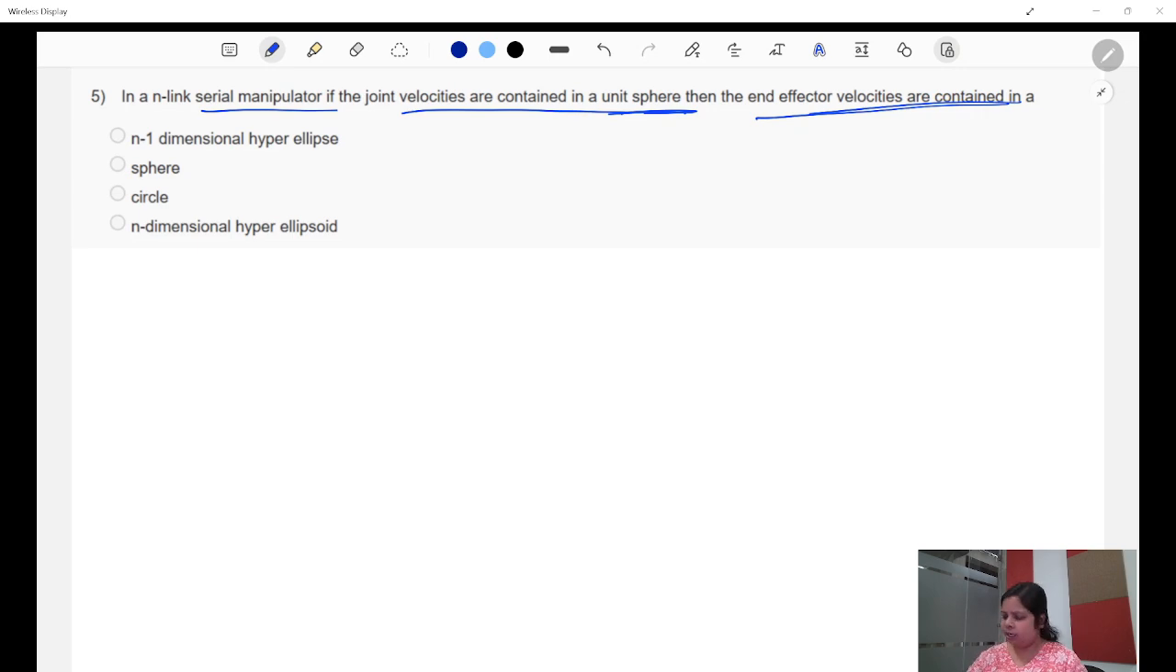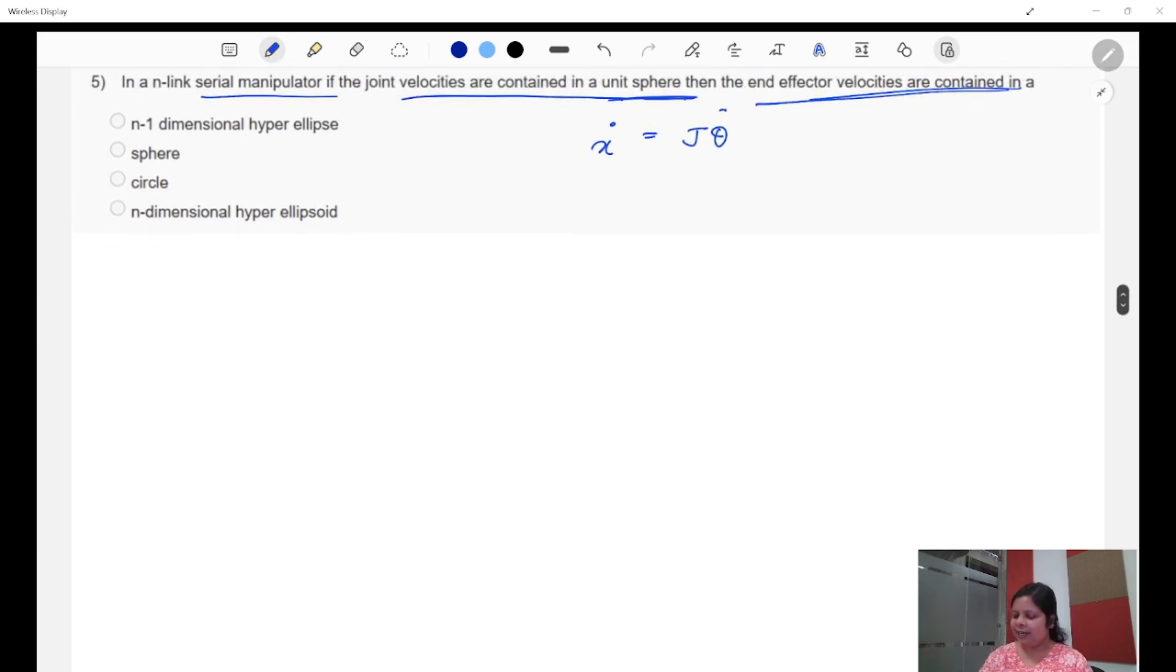Right? You already know this, and before that I'll say x dot is equal to J theta dot. This is the thing which we'll always need. So you've already read it, right? And you already might know the answer. Can I get the correct answer from you, if anyone knows? N-dimensional hyperellipsoid. Right, very good.